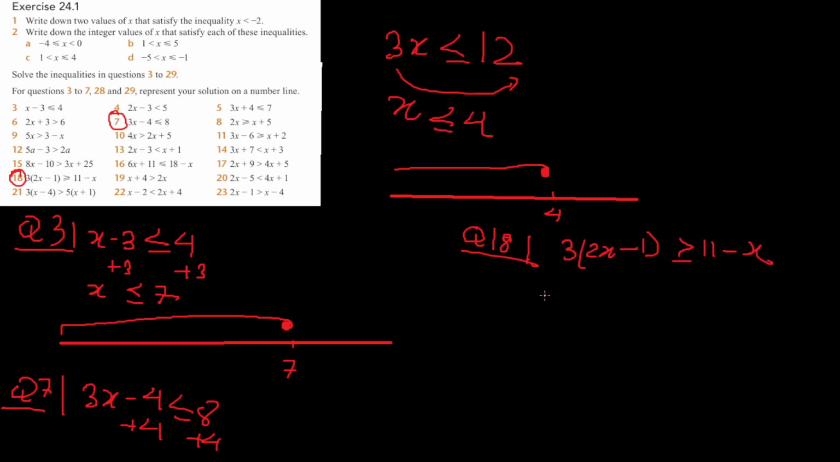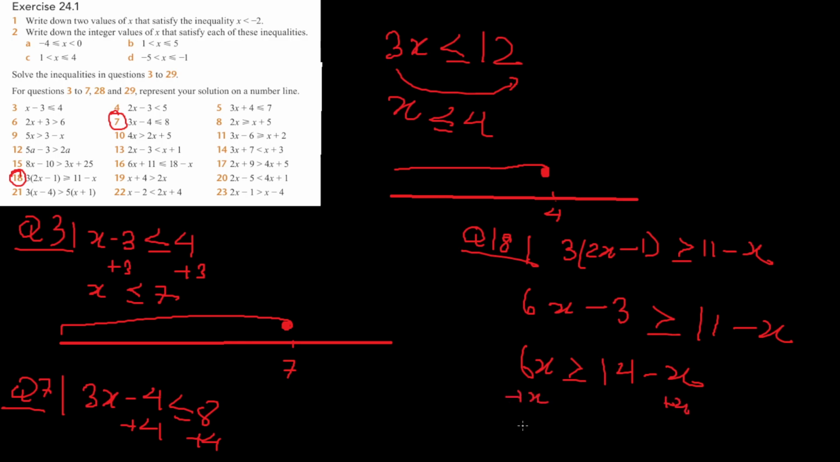So let's just simplify this first. So 3 times 2 is going to be 6, x minus 3 times 1 is 3. So as we can see, we have an inequality here. So let's say we want to keep this number, so we're just going to add 3 to the other side. So it's going to be 14 minus x. So we can just basically add an x here and add 1 here as well to just remove them.